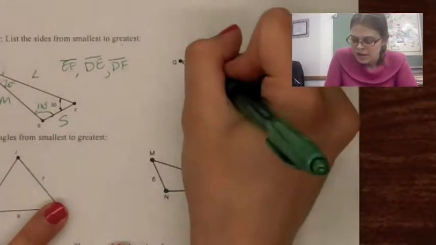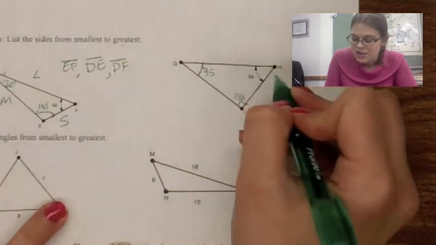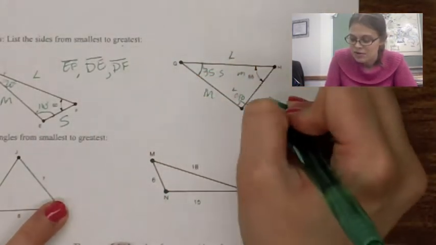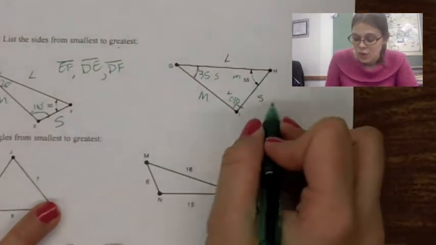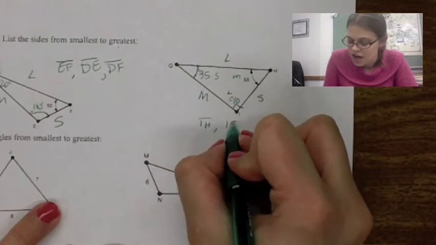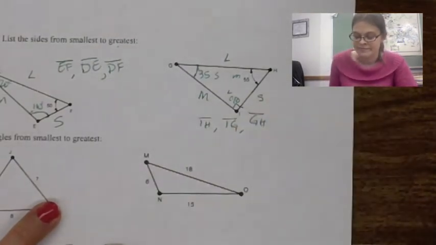Okay, welcome back. Let's see how you did. Okay, this is the smallest, this is the middle, and this is the longest. So this should be your longest side, this is the middle side, and this is the shortest side. So then you should write it as IH, then IJ, G, sorry, and then GH. Okay.